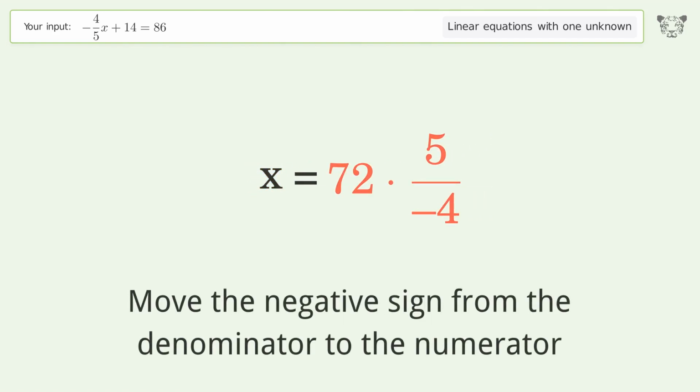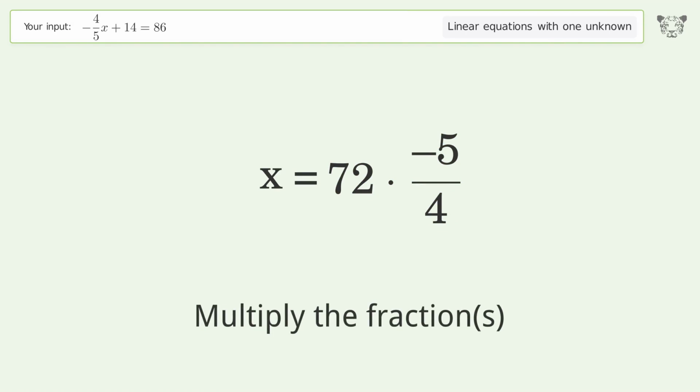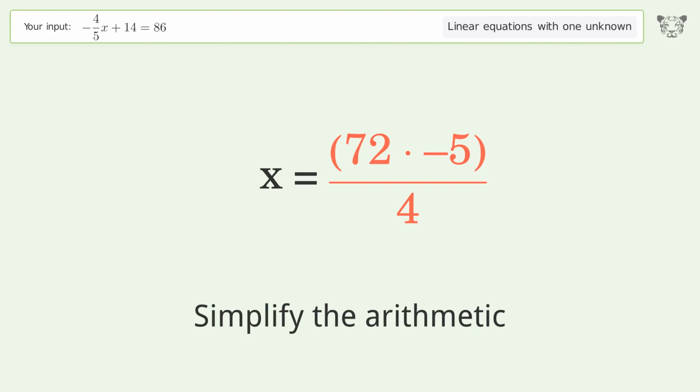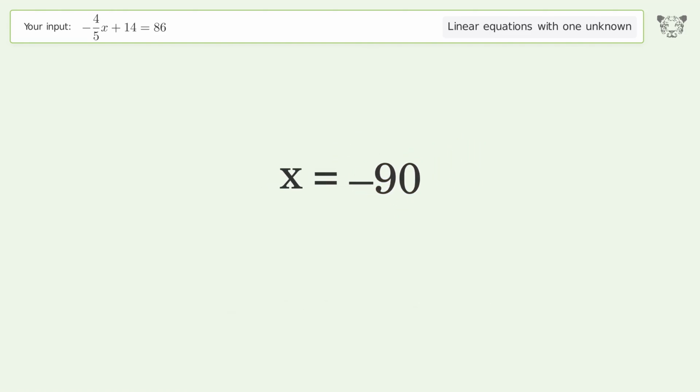Move the negative sign from the denominator to the numerator. Multiply the fractions. Simplify the arithmetic. And so the final result is x equals -90.